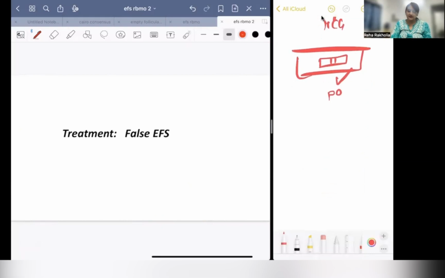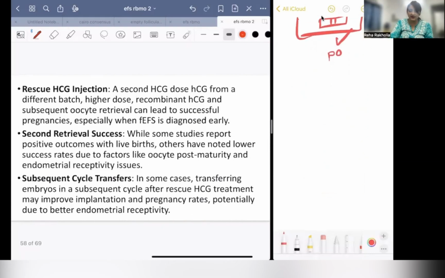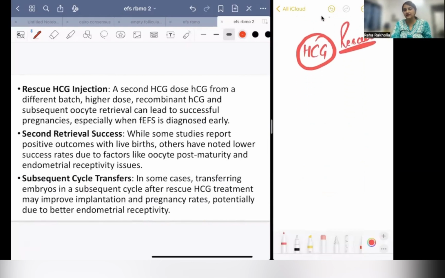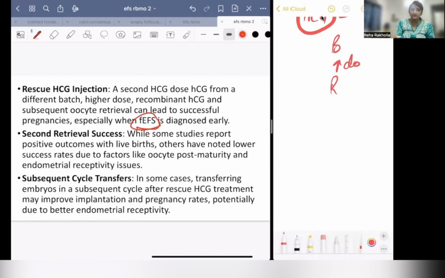Treatment of false EFS. What is the treatment of false EFS? You give rescue HCG. As soon as we diagnose empty follicular syndrome, we will give a rescue HCG injection. That should be from a different batch, with an increased dose, and we can change from urinary to recombinant HCG. This we are talking about false empty follicular syndrome. We'll give a rescue HCG dose.